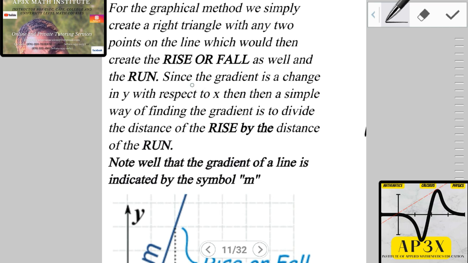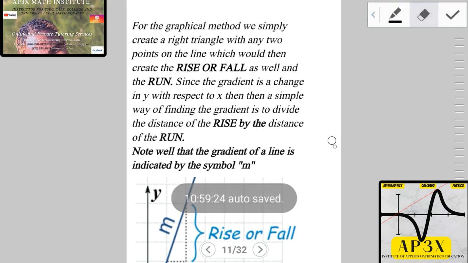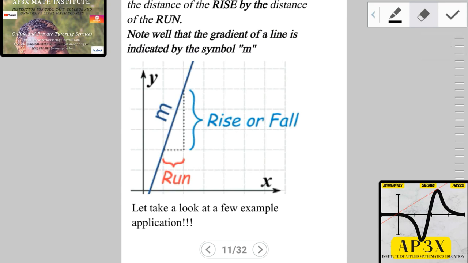Now, it says here that since the gradient is a change in y with respect to x, a simple way of finding the gradient is to divide the distance of the rise or fall by the distance of the run. Please note that the gradient of a line is indicated by a common letter which we use as m. So look out for this m in the future. You're going to see it a lot. M is the symbol that represents a gradient. So basically that's the formula that we're looking at here.